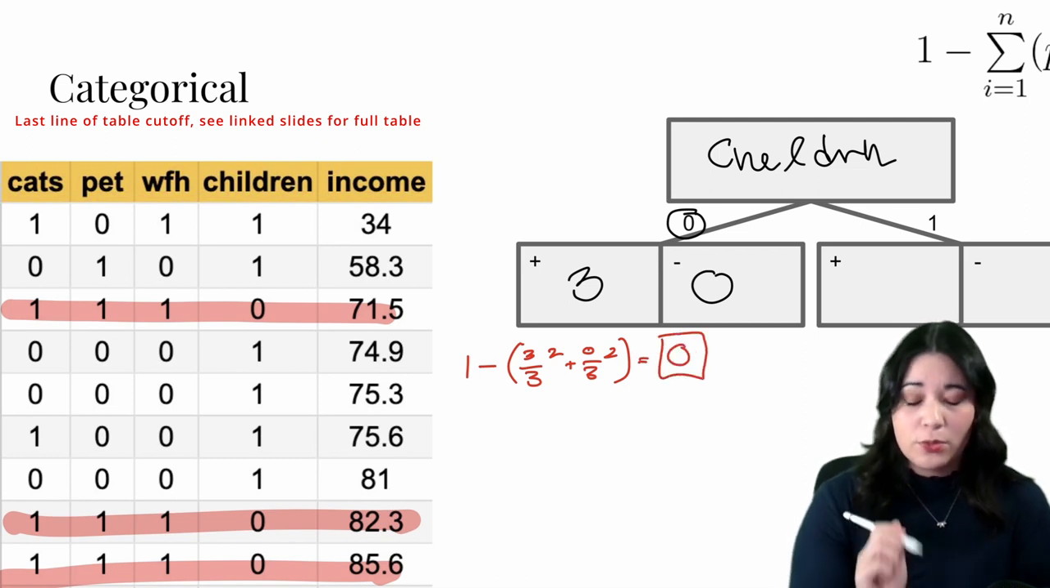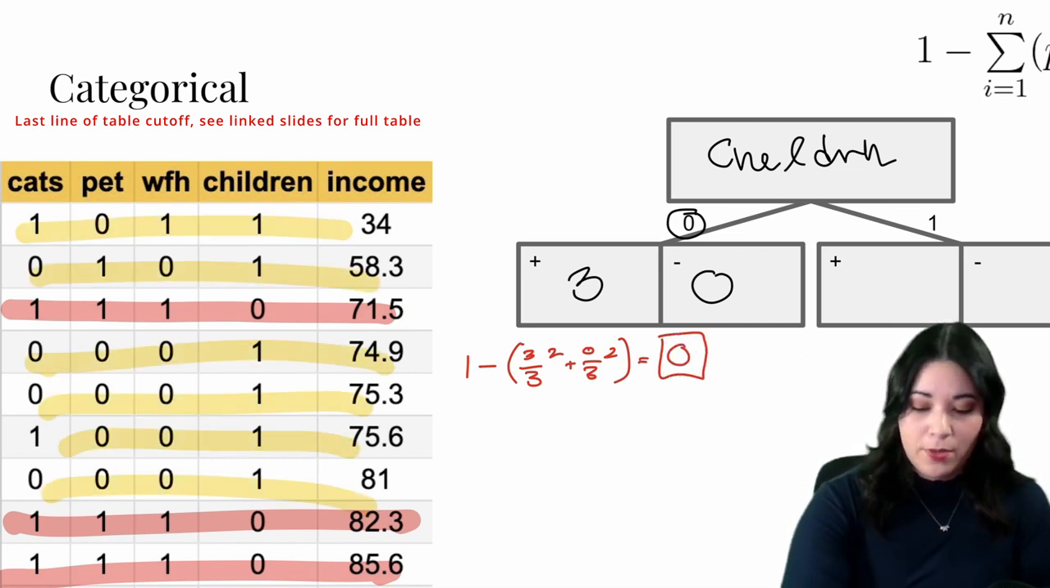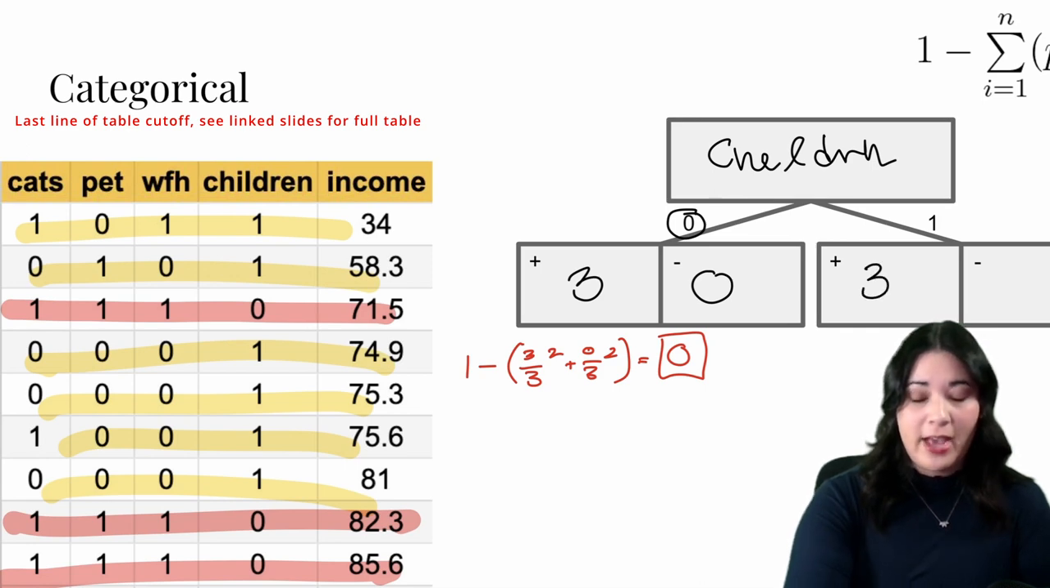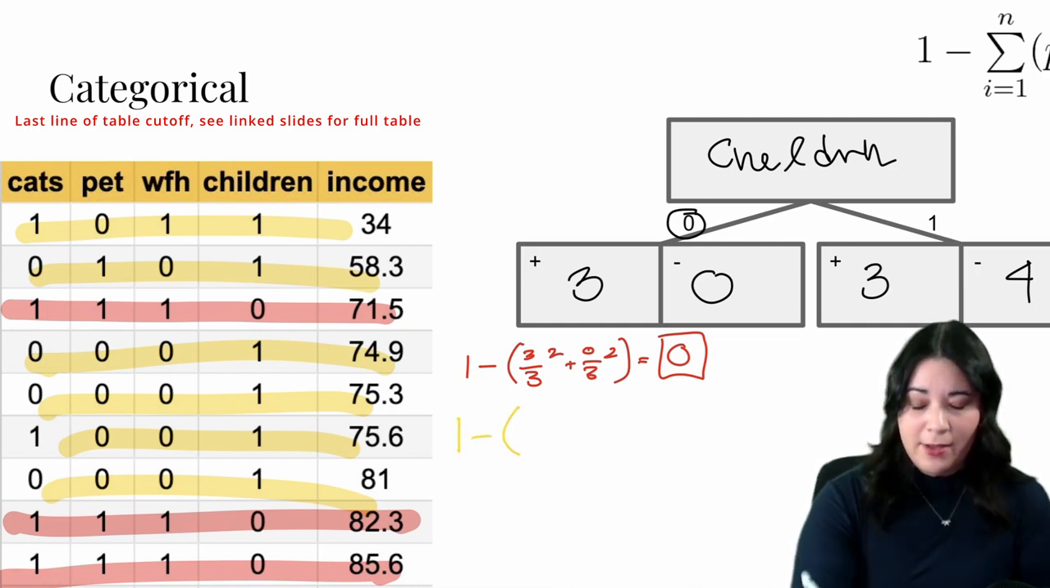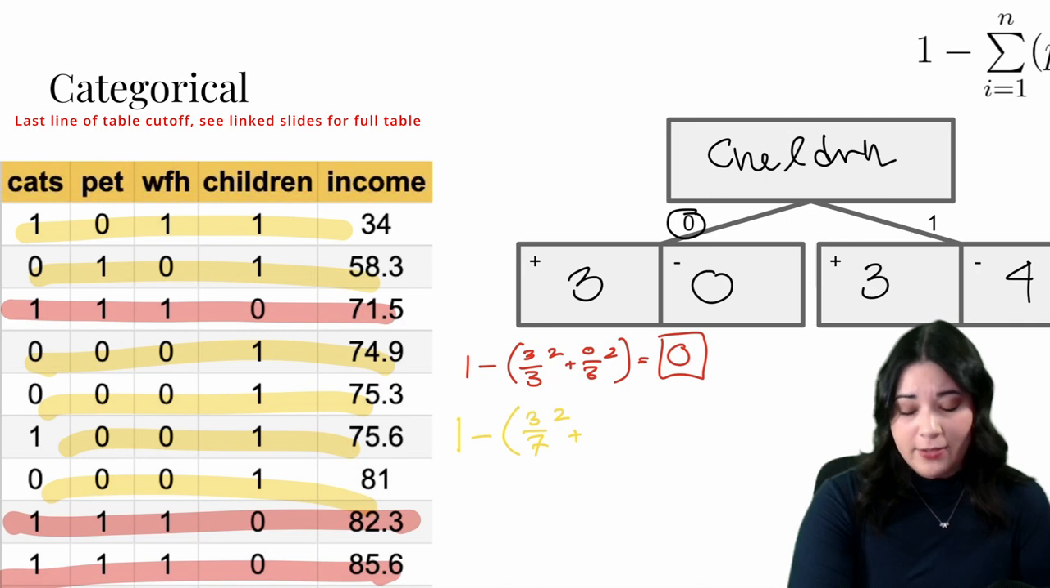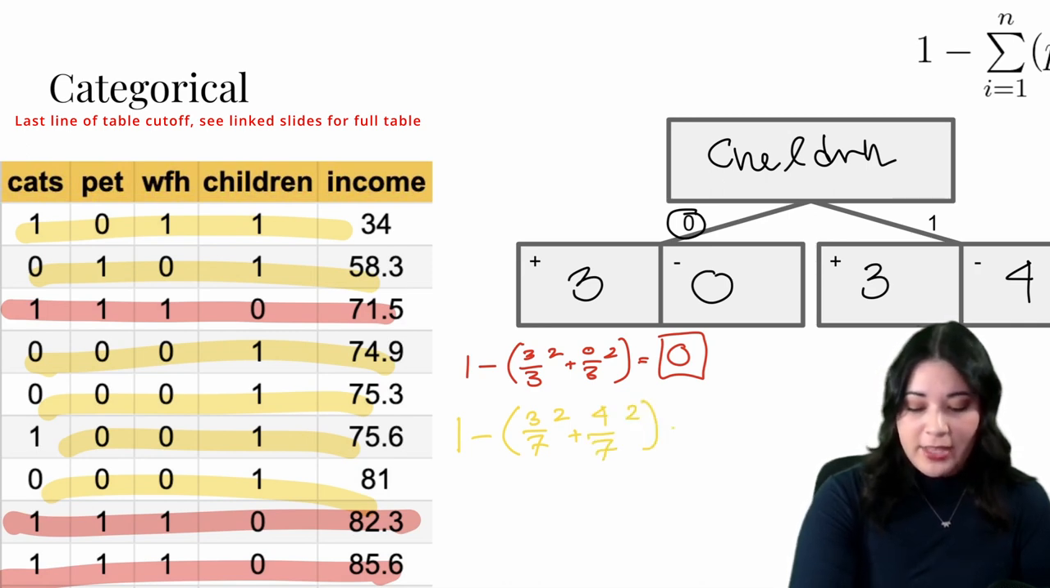Now let's look at people who do have children. Of these people, 3 of them have cats and 4 have no cats. So to calculate the overall impurity, we are going to take 1 minus the probability of having a cat, which for the right-hand node is 3 out of 7, and then squared, plus the probability of not having a cat, which in this case is 4 out of 7, squared, and we get an overall impurity of about 0.49.